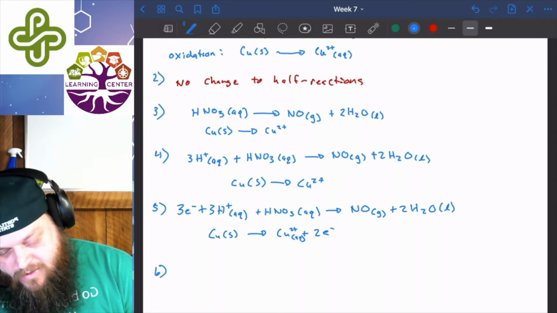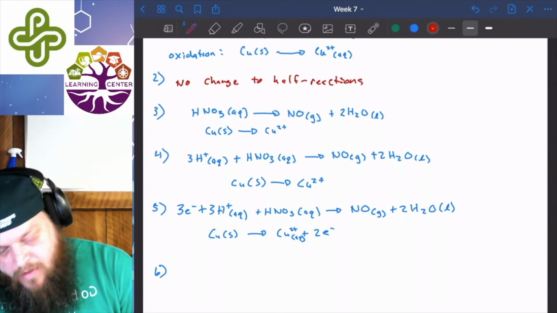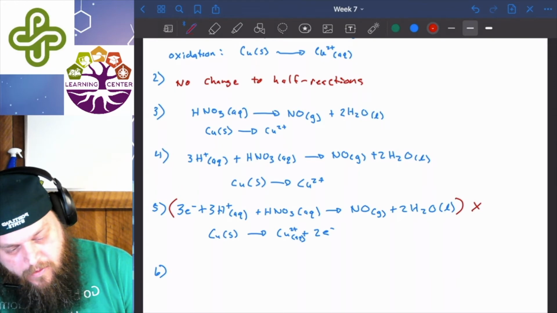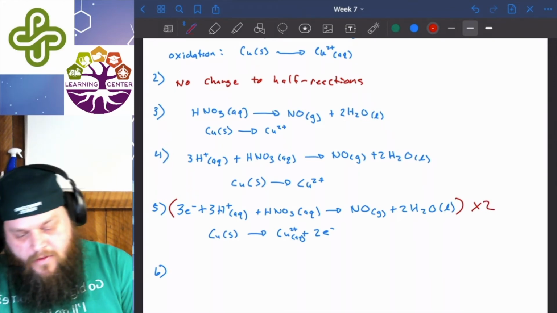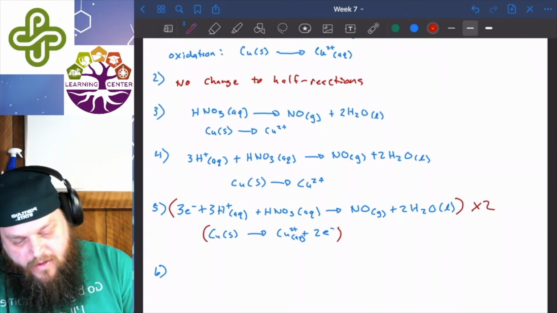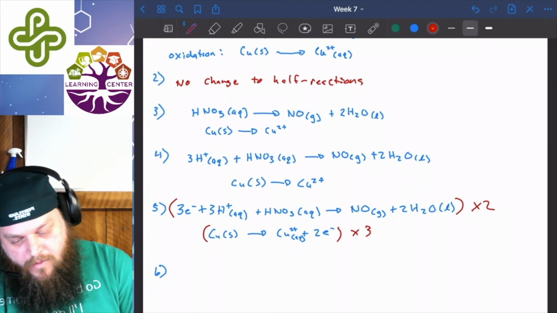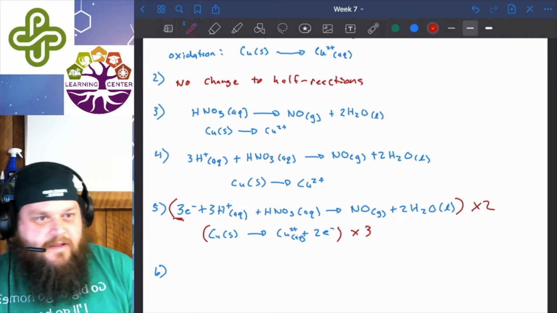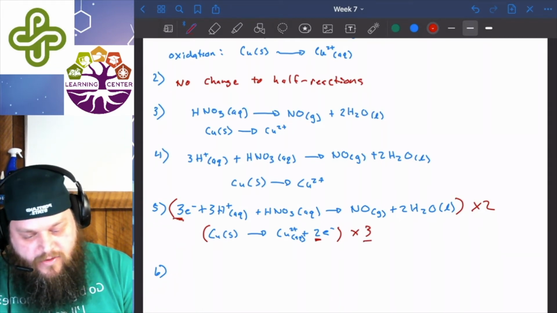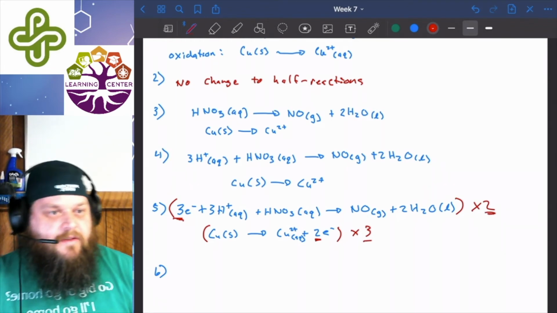In this case, we're multiplying this top equation, everything, by 2. This bottom one, we multiply everything by 3. There are 3 electrons there, so I know I have to multiply this by 3. There are 2 electrons there, so I know I have to multiply those by 2.